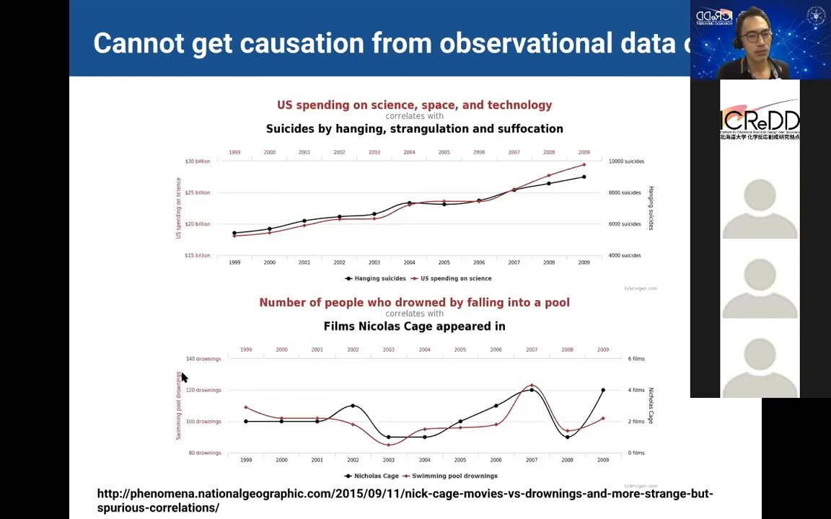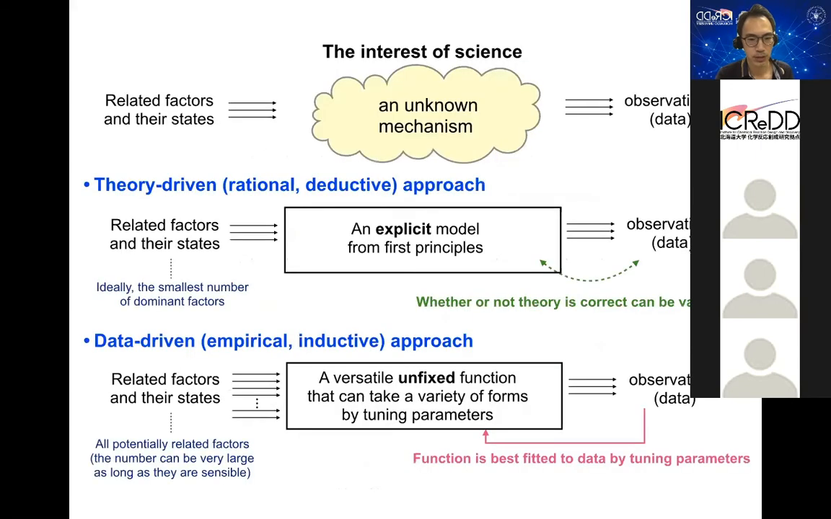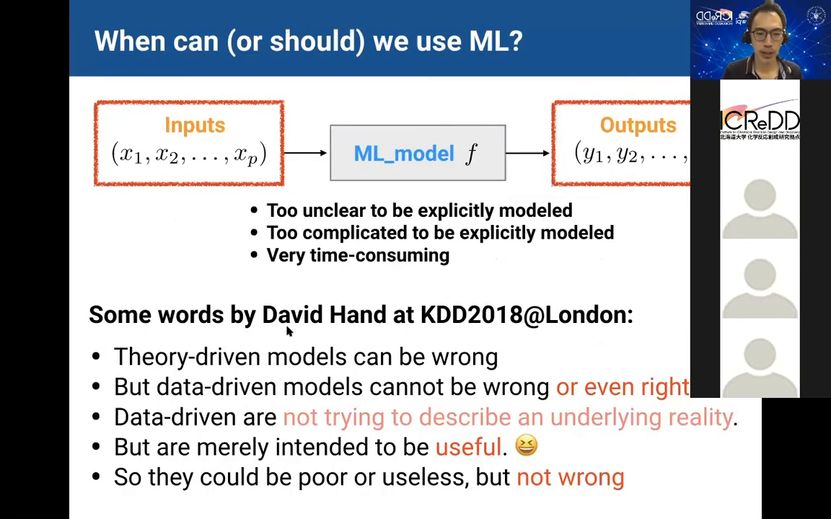So we need to be very careful about just observing this kind of data when we apply data-driven technologies. The data-driven approach tries to approximate an unknown mechanism, but it is not always successful. So be careful about this conceptual difference from the theory-driven approach. The very famous statistician David Hand gave some words like here. Theory models can be wrong. If you come up with some theory and it cannot accord with the experimental data, that theory is probably wrong. So we can evaluate whether proposed theories are correct or not.